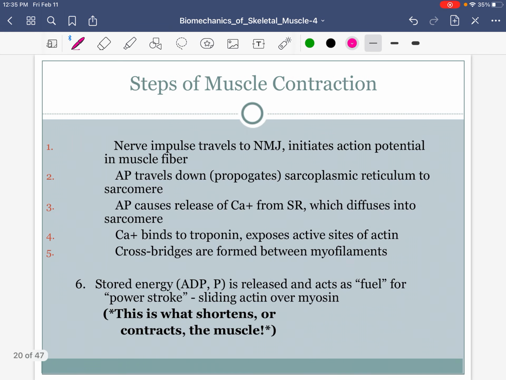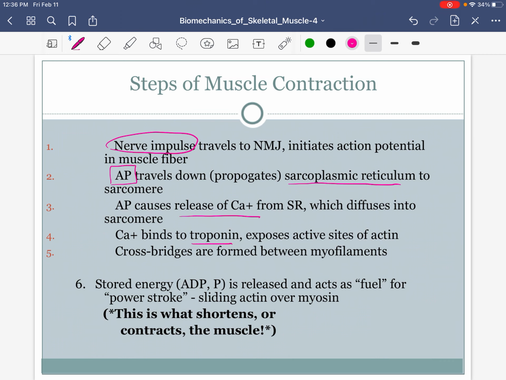All right? So we know that in order for a skeletal muscle to contract, it has to have a nerve impulse. That nerve impulse travels down to the neuromuscular junction, right? The neurotransmitter acetylcholine crosses the synapse into the muscle. Another word for nerve impulse is action potential. That action potential travels down into the muscle, into the sarcoplasmic reticulum, which stores calcium. The stimulus of the action potential will cause a release of calcium from the sarcoplasmic reticulum, which then travels deeper into the muscle. Eventually, that calcium will bind to the subunit on actin called troponin.